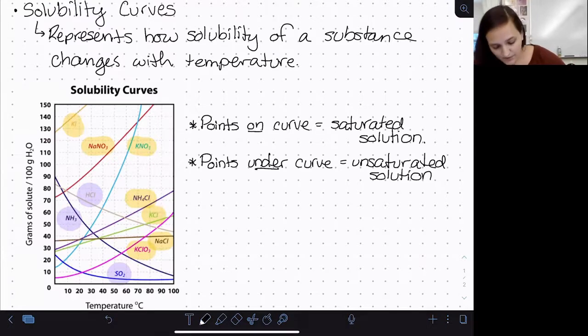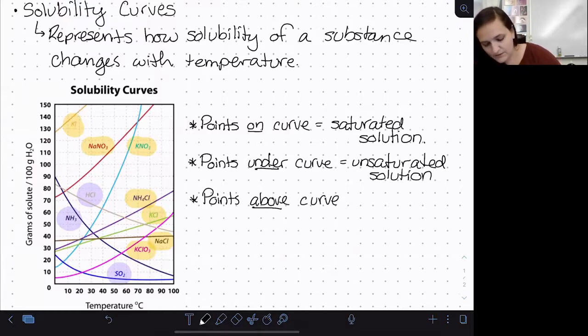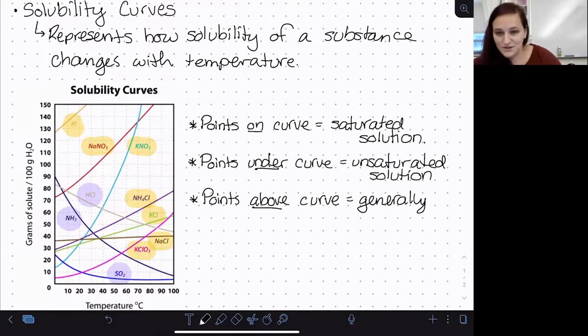Anything above the curve is generally going to be impossible. Only under very, very rare circumstances can you create a supersaturated solution.